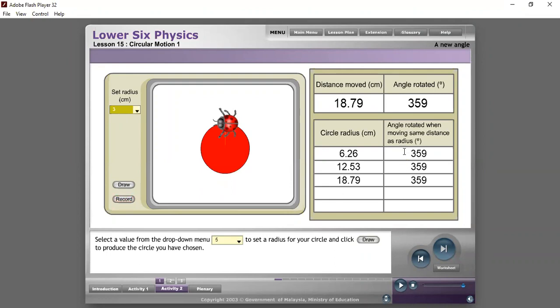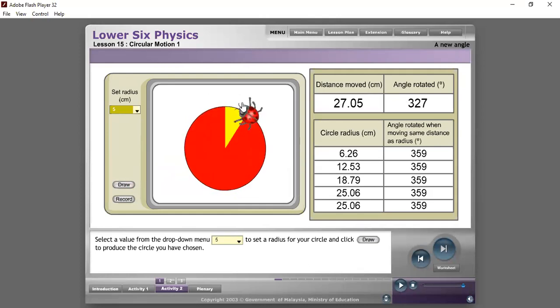Notice the same angle but a different distance. If I choose 4 cm for the radius, the angle is 359, so that means it moved 25.06 cm. Okay, so for 5 cm, let's see what happened. The distance increases. So for 1, 2, 3, 4, 5 cm, we notice what happened.